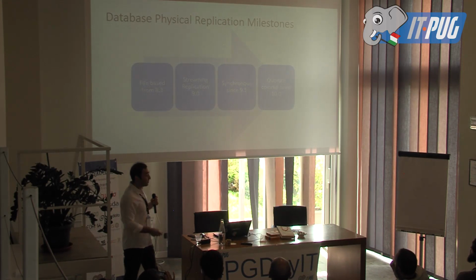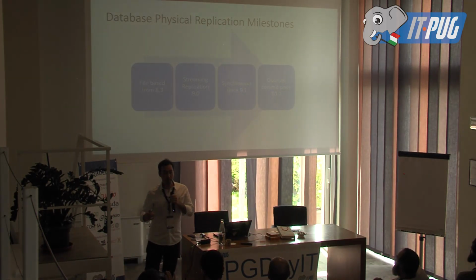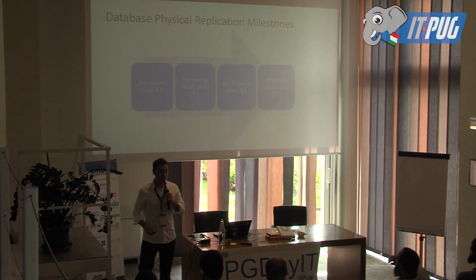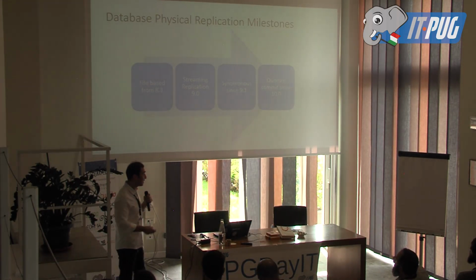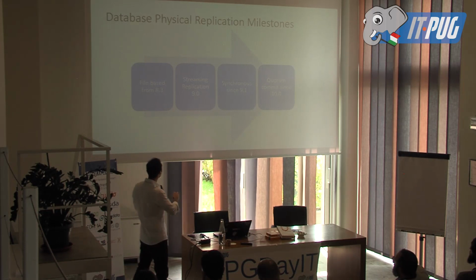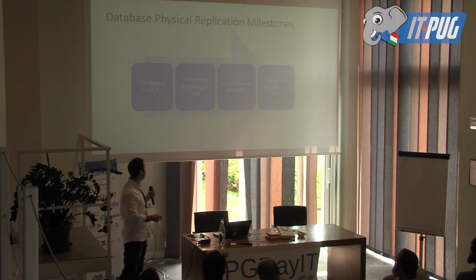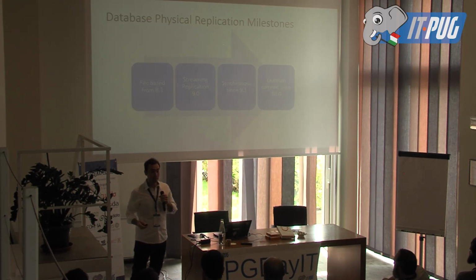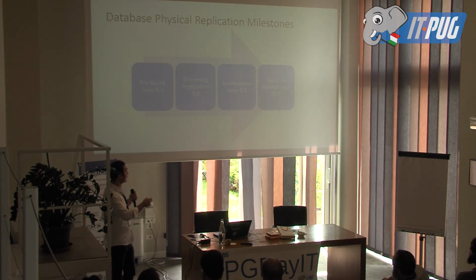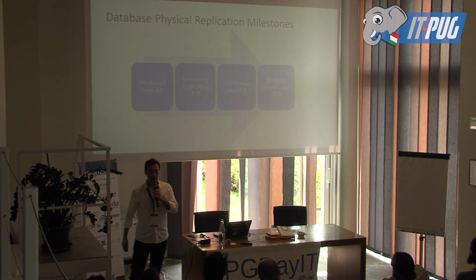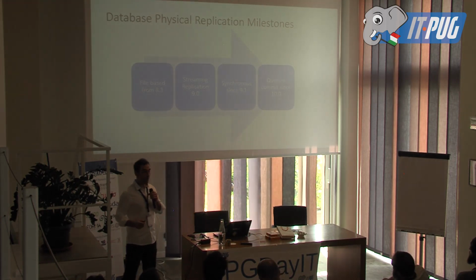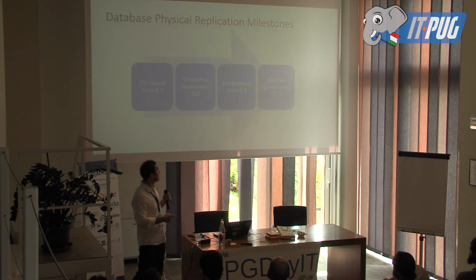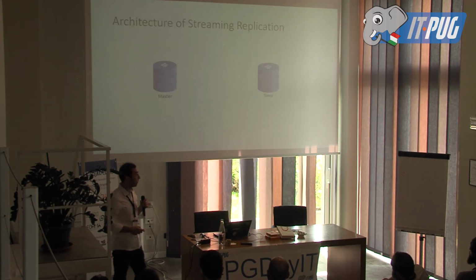Okay, to understand what physical replication is, you have to understand the milestones of physical replication. We have some milestones. First one is the file-based, and then streaming replication, and one minor version later, there is synchronous replication, and since Postgres 10, there is Quorum commit. Okay, let's start with the architecture of the streaming replication, then we're going to cover all of these topics, okay?